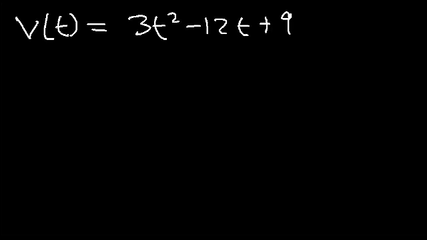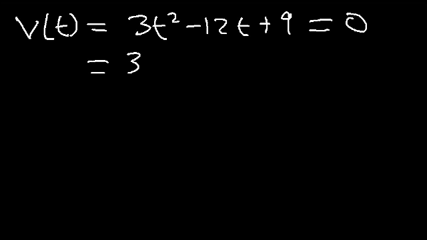Now, how can we know when the particle is moving to the right, when it's moving to the left, and when it's at rest? What would you do to find the time intervals for each of those situations? So the first thing you need to do is find the velocity function, which we know is 3t squared minus 12t plus 9. Remember, when the velocity is positive, it's moving to the right. And when it's negative, the particle is moving to the left. And if it's 0, it's at rest. So let's set it equal to 0 and solve for t.